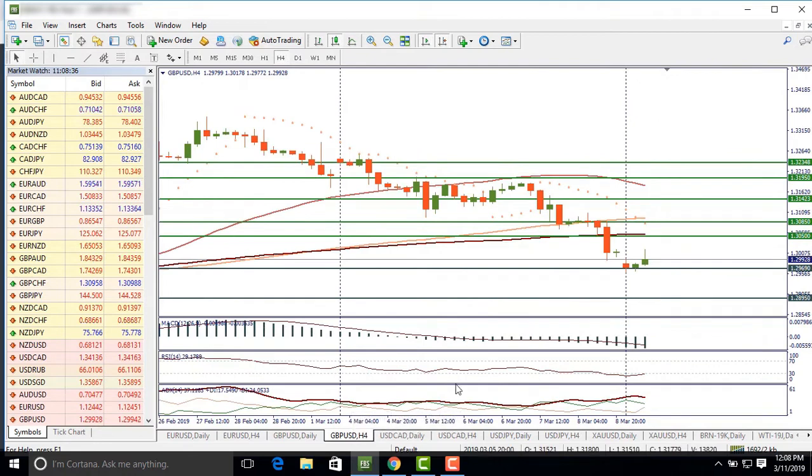On the 4-hour chart, we can see that the failed negotiations between Theresa May and the European Union during the weekend resulted in a gap down. The pair is trying to recover now. Positive news will move it to the resistance at 130.50. If bulls are strong, the pair will break this level and target the next resistance at 130.85.